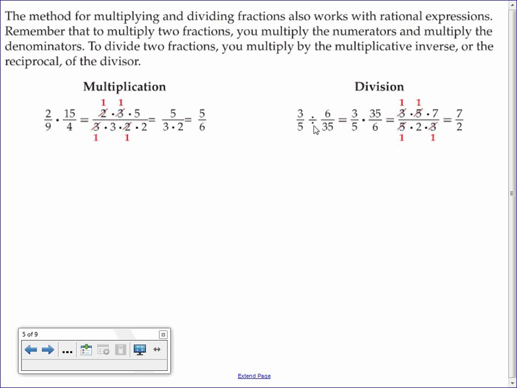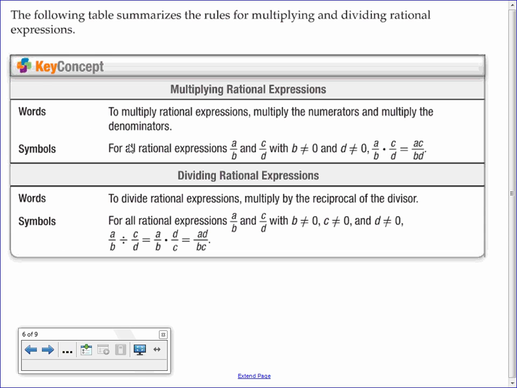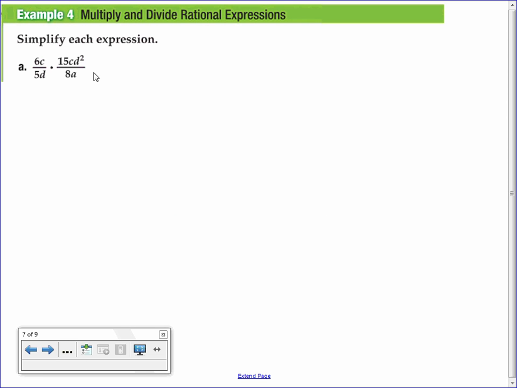Division, just remember your rule. We're going to change from divide to multiply, and we're going to flip this fraction over. And then we'll do just like we did with multiplication. So the rules apply for the rational expressions as well. So let's take a look at this first.